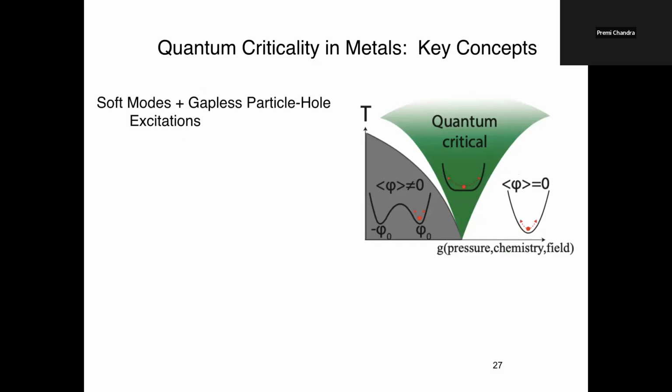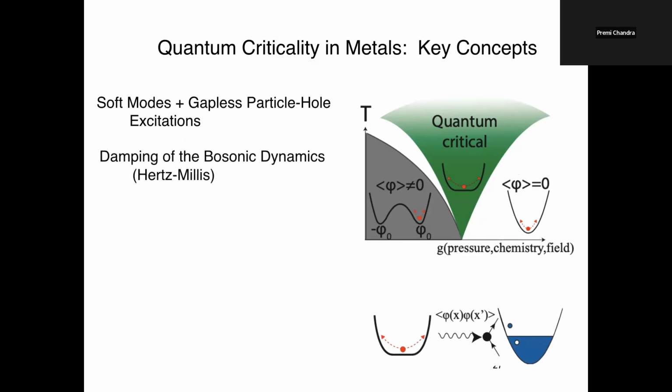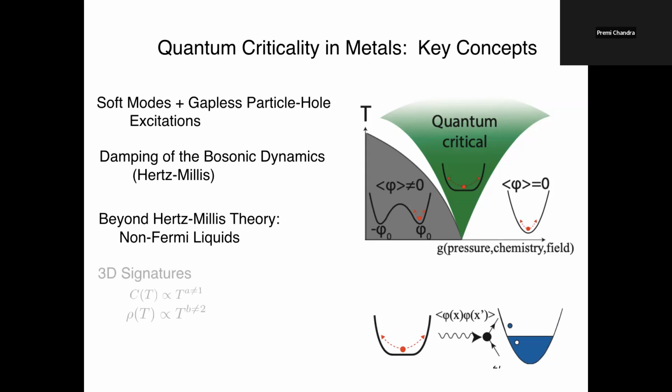So usually, quantum criticality in metals, what are we looking for? Well, we usually look at couplings between the soft modes and the gapless particle-hole excitations. For example, in Hertz-Millis, you have a damping of the bosonic dynamics. Beyond Hertz-Millis, you have non-Fermi liquid behavior. And of course, you would love to have something like that. The kind of signatures you get depend on the type of quantum critical point.